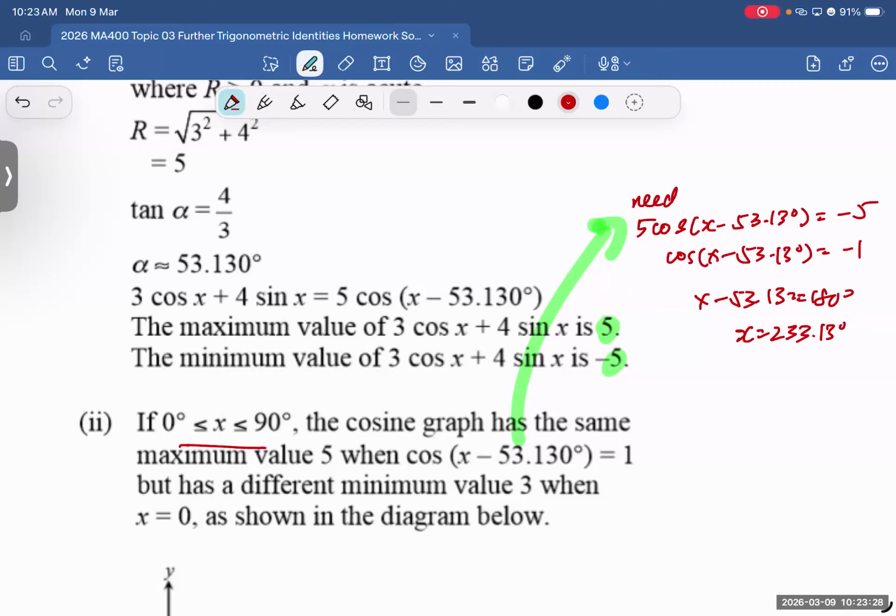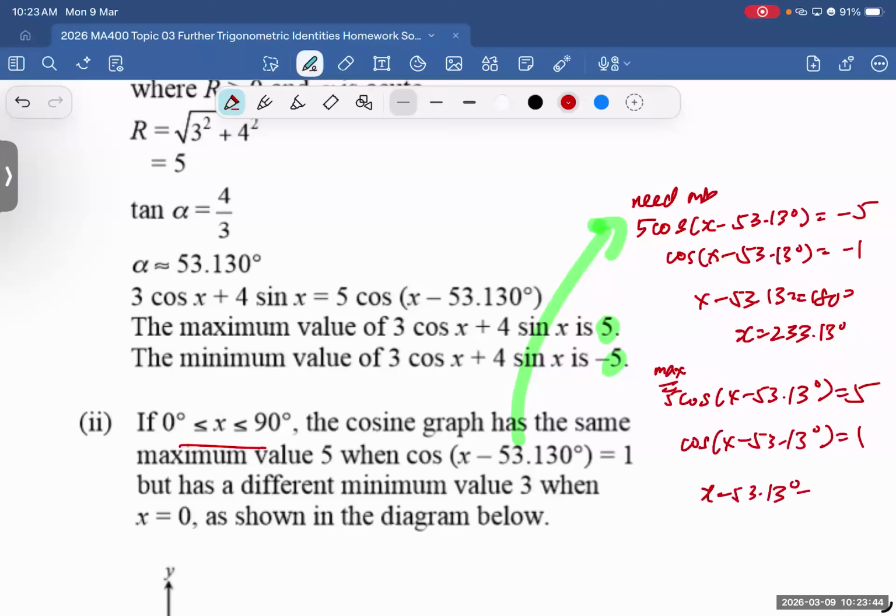But if I look at 5 cosine of x minus 53.13 equals to 5, if I want to hit the maximum, then cosine of x minus 53.13 equals to 1. That means x minus 53.13 is equal to what? Cosine of what value gives you 1? Very good. 0.